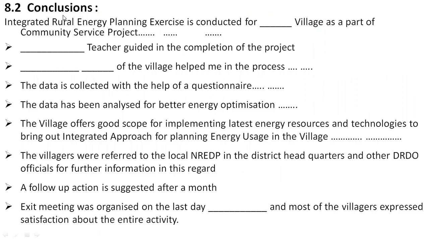Then you can conclude your report saying that an integrated rural energy planning exercise was conducted for so-and-so village as a part of the community service project of the internship of the college students during the period so-and-so. All that you can write as the first paragraph. In the second paragraph, you can write that so-and-so teacher guided the completion of the project. Then so-and-so of the village people helped in the process. Then the data was collected with the help of a questionnaire, which is given in the annexure, covering so many parts, and the data has been analyzed for better energy consumption and optimal mix. Then another paragraph, and like this you can write so many sentences.